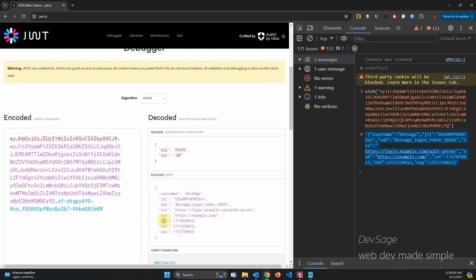All right, the next registered claim is the IAT, which stands for issued at, and this is a timestamp in seconds. So this represents the time that the token was issued.